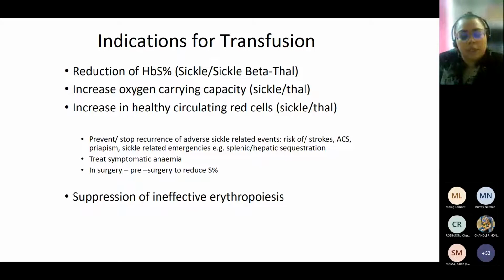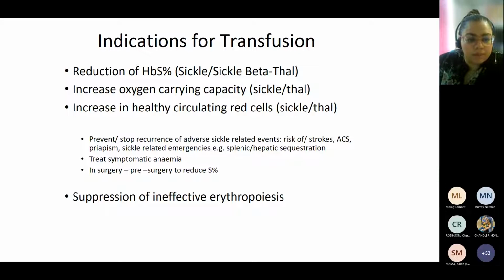But the idea for transfusions in our sickle patients is to reduce the percentage of sickle hemoglobin in circulation, and this is mainly in the sickle and sickle beta thal population. In turn, this allows an increase in oxygen carrying capacity in these patient groups and ultimately an increase in healthy circulating red cells. So these donated red cells that we transfuse won't sickle. They will help with carrying oxygen around the body to the affected areas and help turn around serious complications such as acute chest syndrome and manage severe complications like stroke.